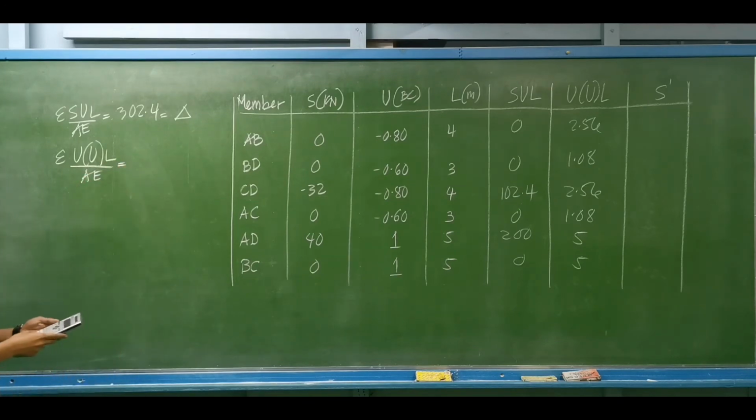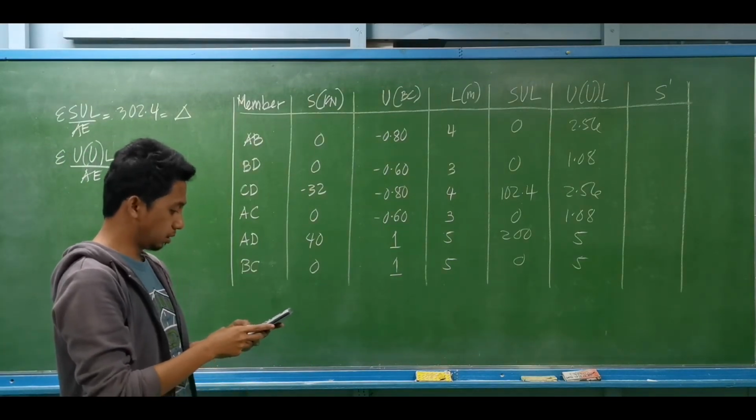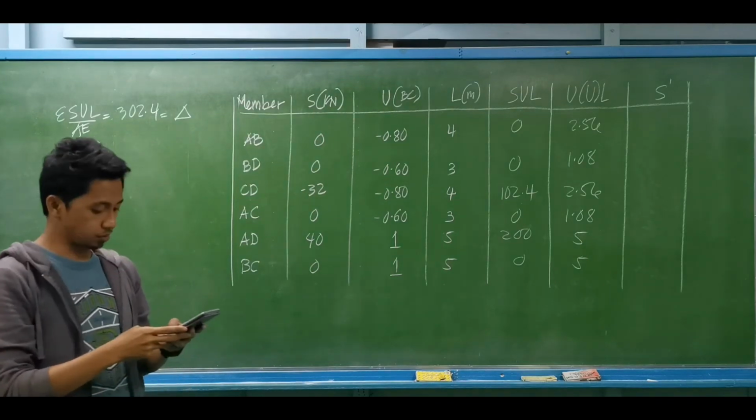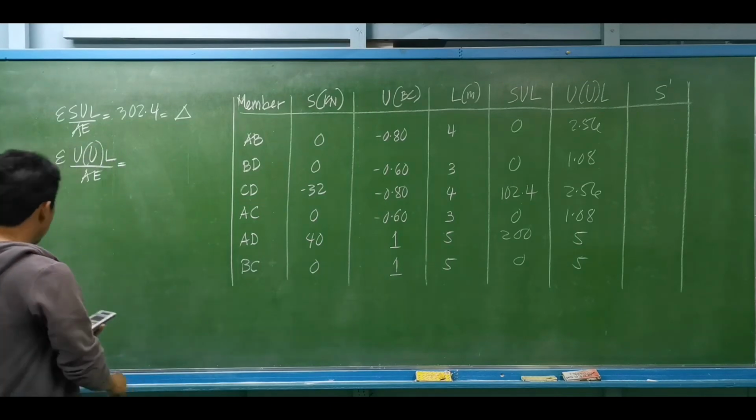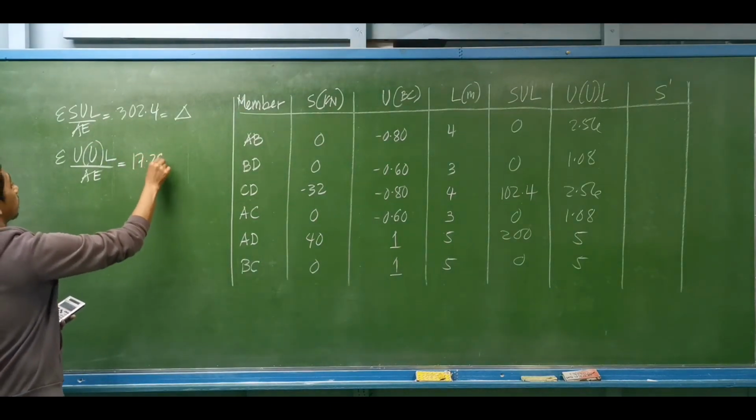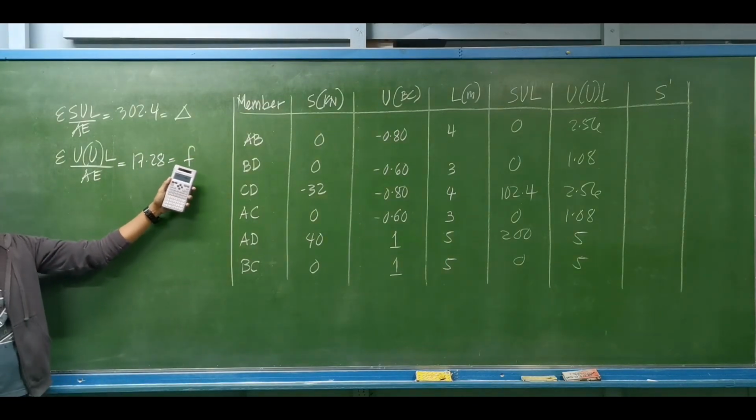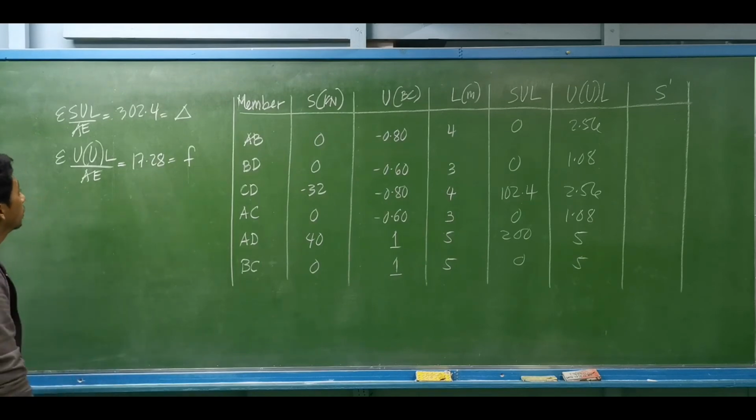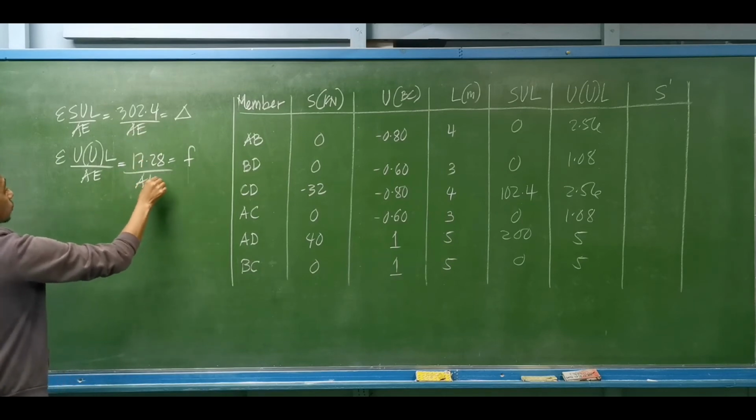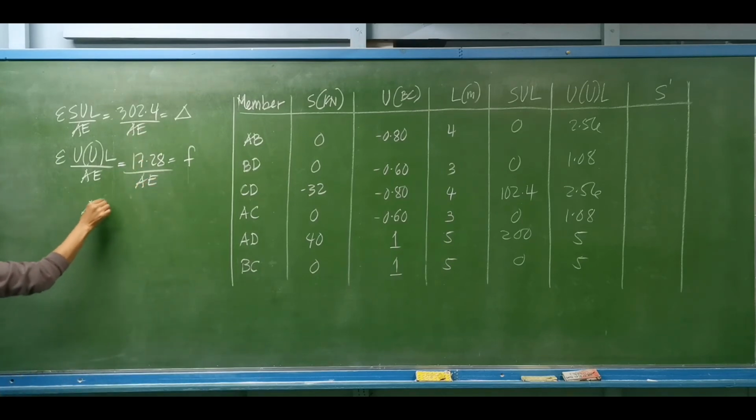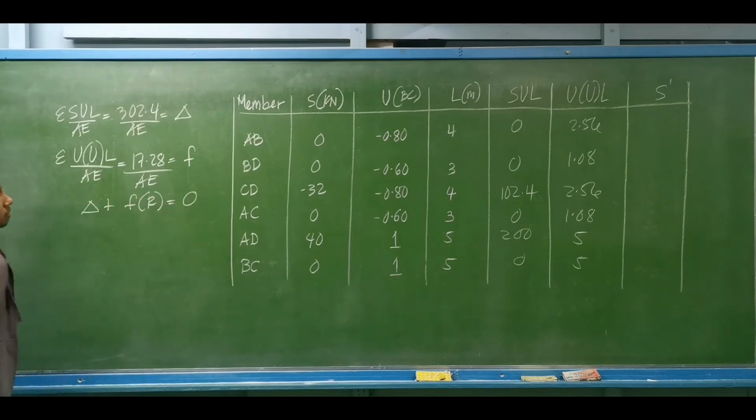And that will be equal to 2.56. How many 2.56 are there? We have 2, plus 1.08, we have also 2, then 10. And that will give us the value of 17.28, which is equal to the deflection of the primary truss due to the unit load. These two are both divided by AE. So from our compatibility equation, we have delta plus F multiplied by the redundant equal to 0.